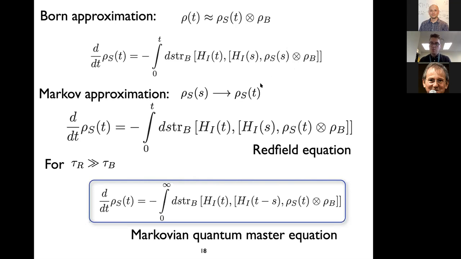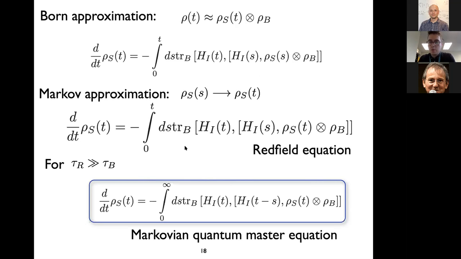So intuitively, what we're doing is neglecting any dependence of the dynamics of our open system at some time t on past times. This is the first part of the Markov approximation, making this replacement. When you do this, you obtain what's referred to in the literature as the Redfield equation. But this equation is not yet in a GKSL form of master equation.